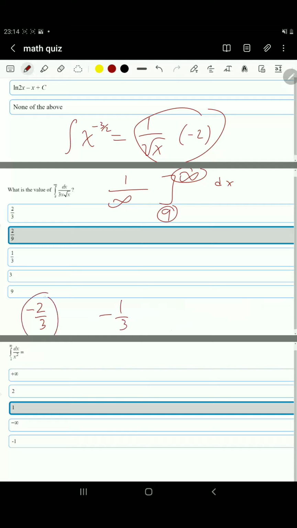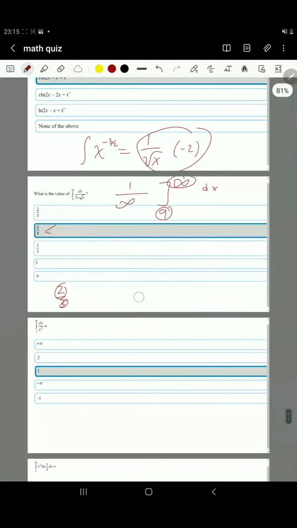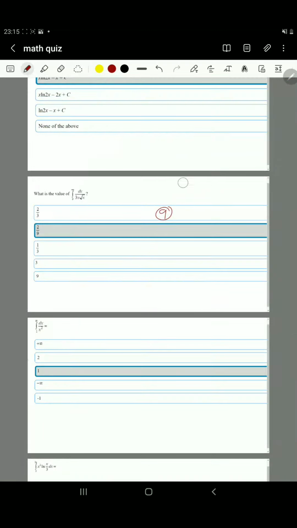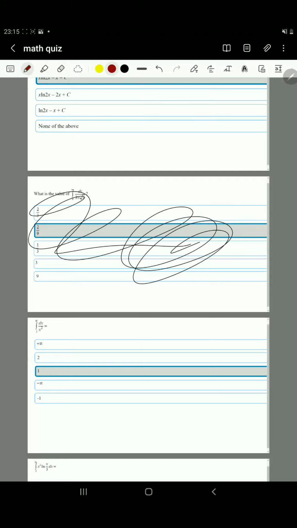But don't forget, you have to multiply by that now. So negatives go away. 2 multiplied by 1 is 2. 3 multiplied by 3 is 9. So your answer is 2 over 9. This question is done. And we have the question after it. So I'm going to mark this with black to say it's done.